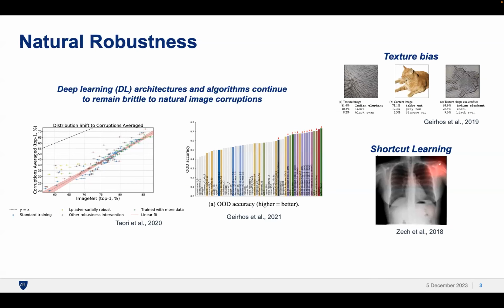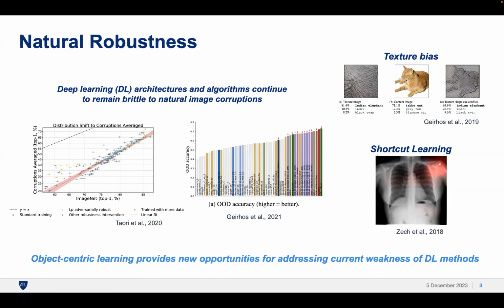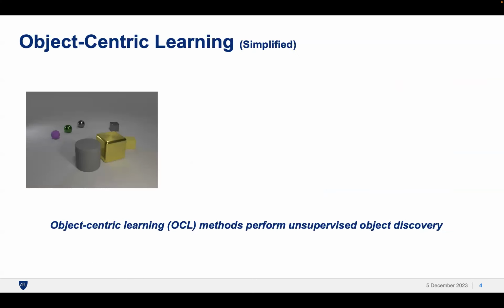Object-centric learning has gained recent popularity and offers the potential to overcome some of these limitations. So the primary aim of object-centric learning is to perform explicit unsupervised scene parsing by forcing deep neural networks to extract per object representations, which encode properties of the objects such as size, location, and appearance information.